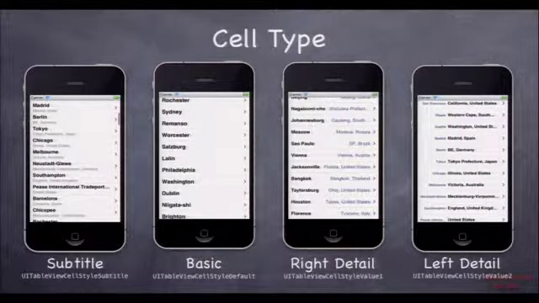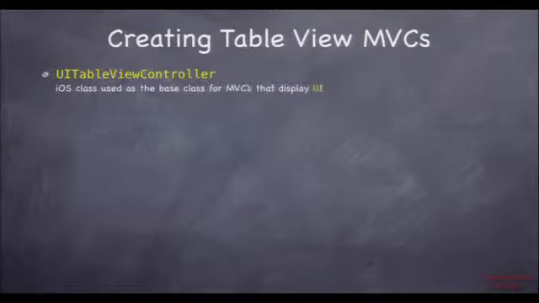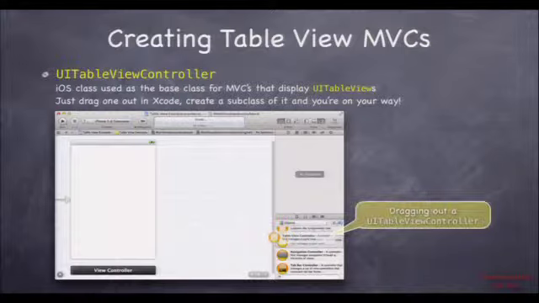Okay, so you've probably seen all these different kinds of cells in different apps, like settings tend to use the left detail, and most other kind of just generic lists tend to use the subtitle mode. And we're going to see in Xcode how we can set what the type is. All right, so creating table view, model view controllers. How do we do this? Very straightforward, and you should be used to this by now. The table view comes prepackaged, let's say, in Xcode with a class called the UI table view controller. So there's a class in iOS for the controller, and then there's a class for the view, the table view.